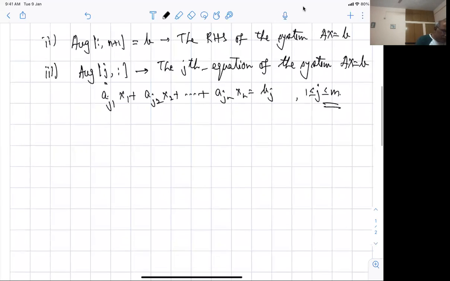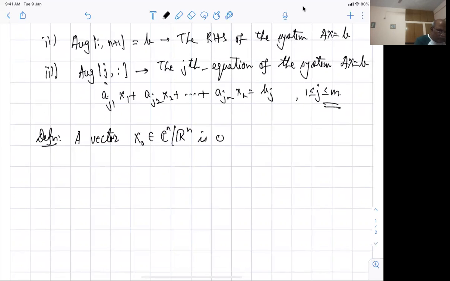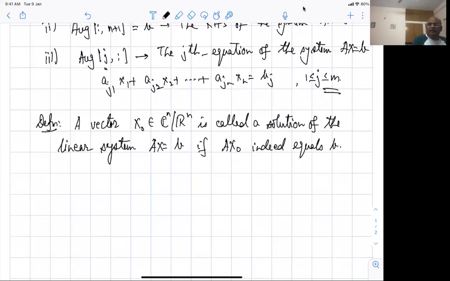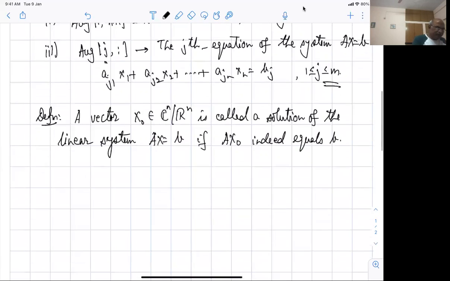Fine. So definitions now. What is the solution of the system? Definition: a vector x naught belonging to C^n or R^n, wherever we are looking, is called a solution of the linear system Ax = B if A times x naught indeed equals B. This is important: I multiply A to x naught, and the resultant should be my B. Fine, that's important for us.